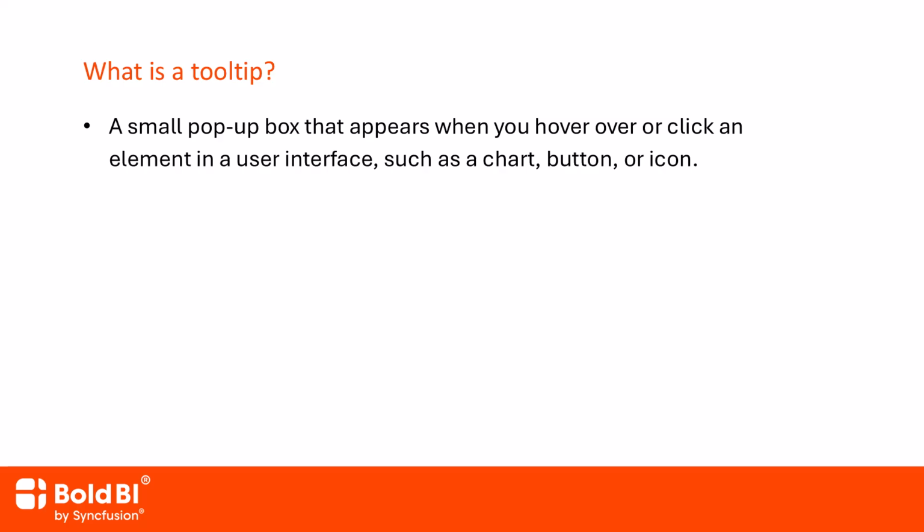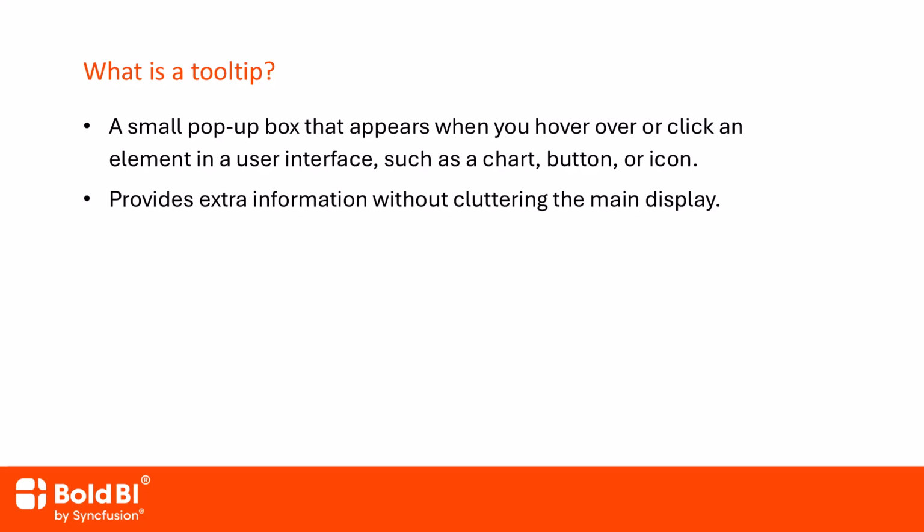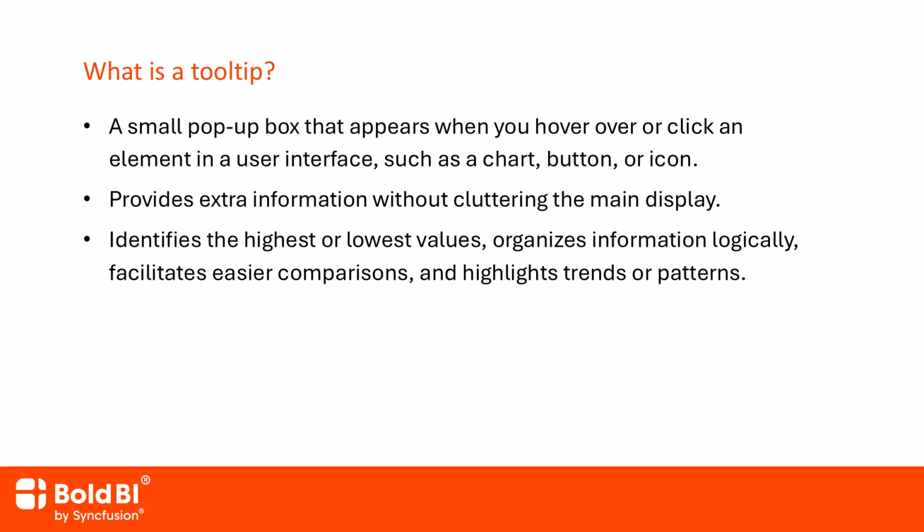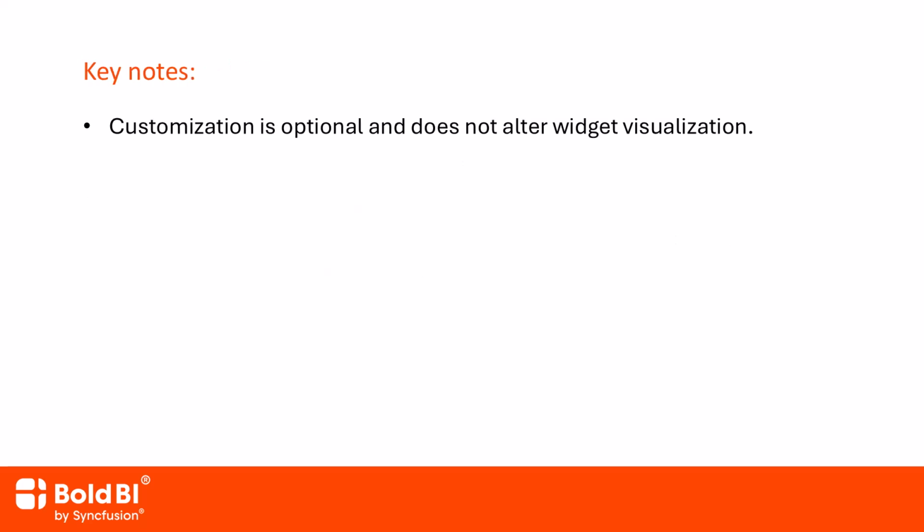A tooltip is a small pop-up box that appears when you hover over or click an element in a user interface, such as a chart, button, or icon. It provides extra information without cluttering the main display. This helps to quickly identify the highest or lowest values, organize information logically, facilitate easier comparisons, and highlight trends or patterns. Please note that tooltip customization is optional and does not alter widget visualization.